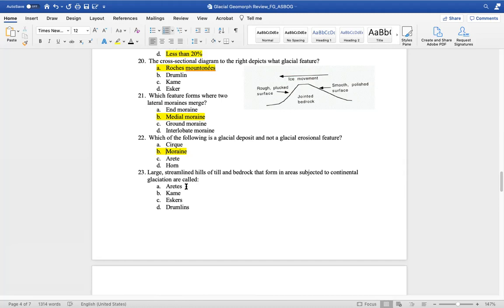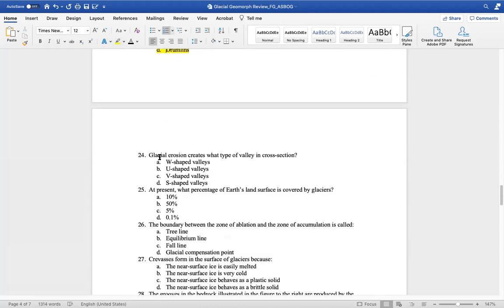So arêtes, kames, and eskers all form in alpine glaciation. And if I didn't know what a drumlin was, but I knew which type of glaciation all of these went with, I'd be able to correctly answer this one as D, drumlins. All right, let's move on.